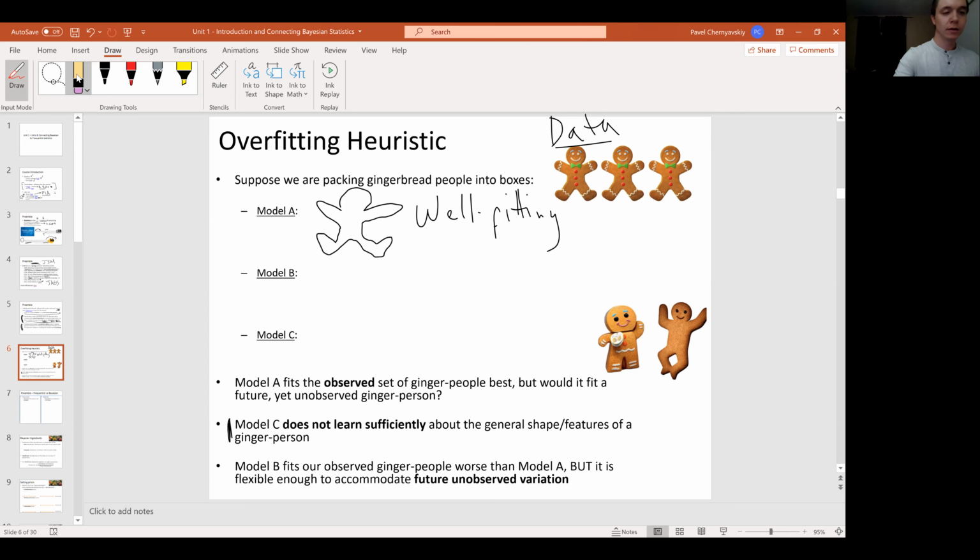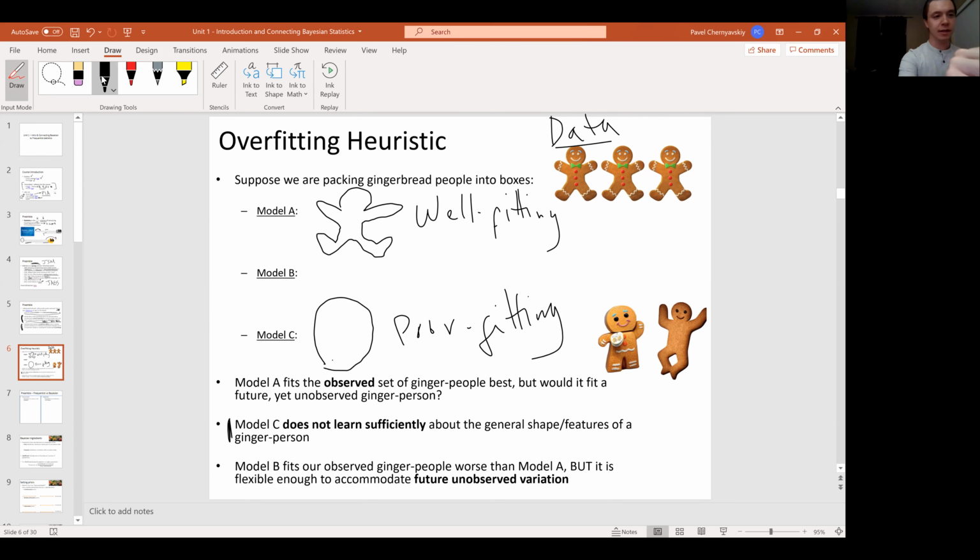Well, what I could do is almost blur my eyes a little bit. If I blur my eyes enough, the gingerbread people look a little bit like an oval. So maybe an oval like this. I could put the gingerbread person into that oval. It's poor fitting.